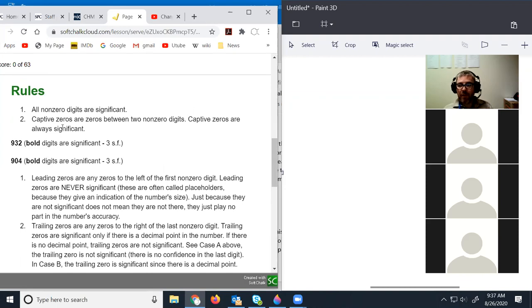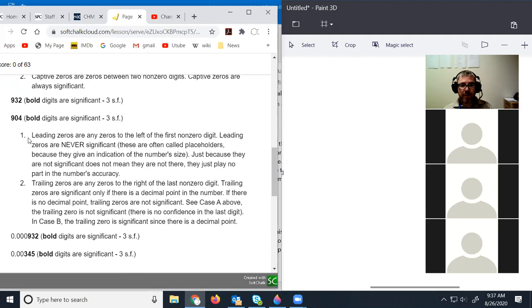Those are the easy rules. Nobody really has any trouble with those. It's these ones here that people have hassles with. Leading zeros, zeros to the left of the first non-zero digit, are never significant. So if you've got something like 0.000932, these three zeros are not significant. 0.00345, the zeros to the left are all not significant, including the ones past the decimal point. That usually confuses people as well.